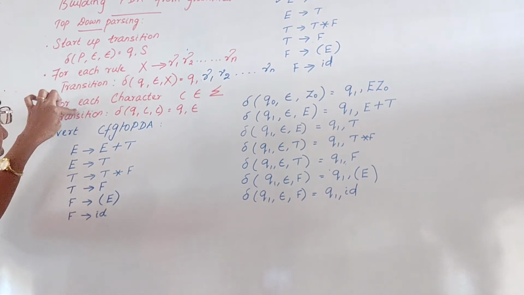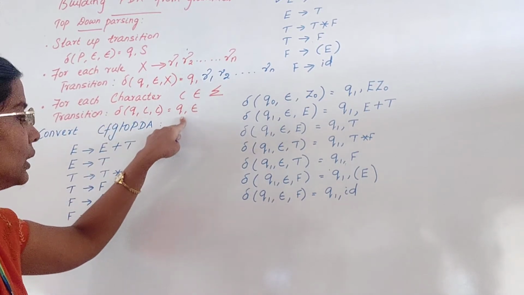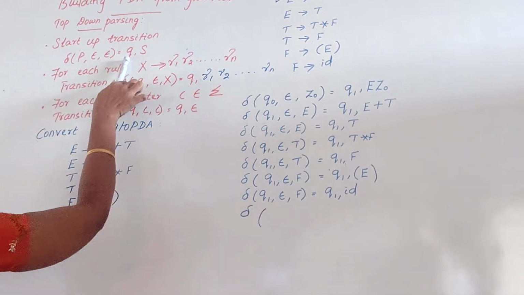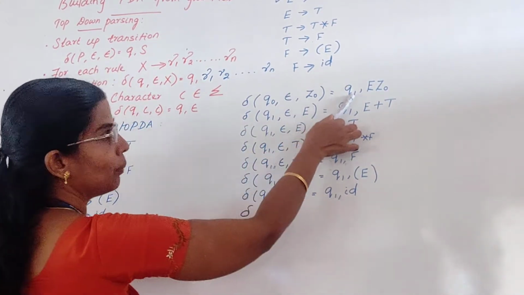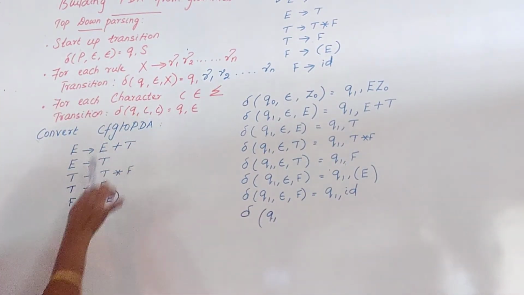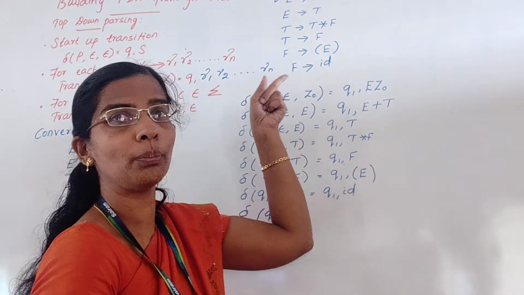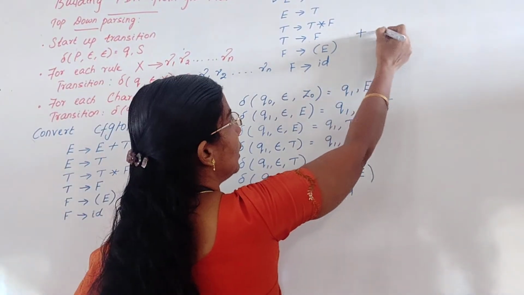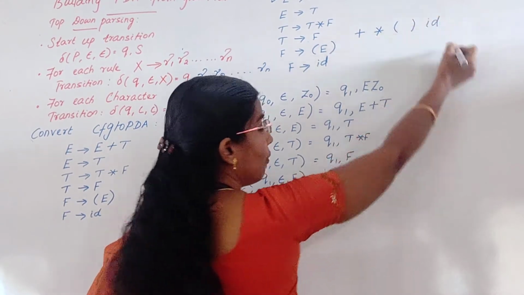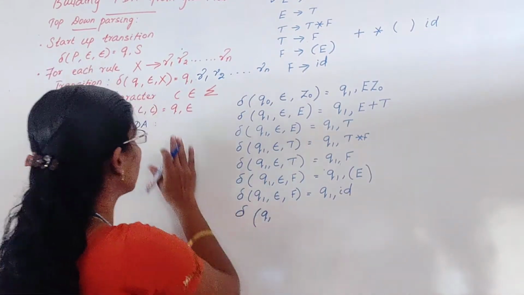In the algorithm, my second step is over. Now the third step: for every terminal in my alphabet I am supposed to include this transition. What is this transition? You start in Q, so here I am in Q1. C stands for terminals. So here you see this grammar, how many terminals are there? Plus, star, open parenthesis, close parenthesis, and ID. I have 5 terminals. So for all 5 terminals, I am supposed to include this transition.